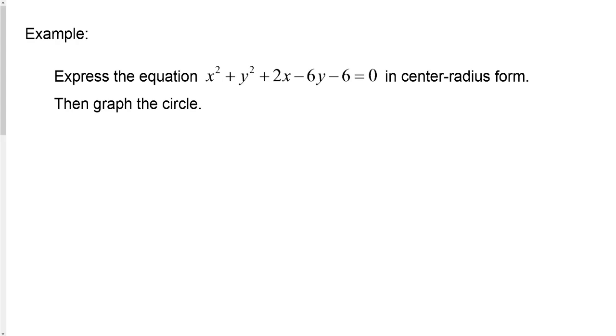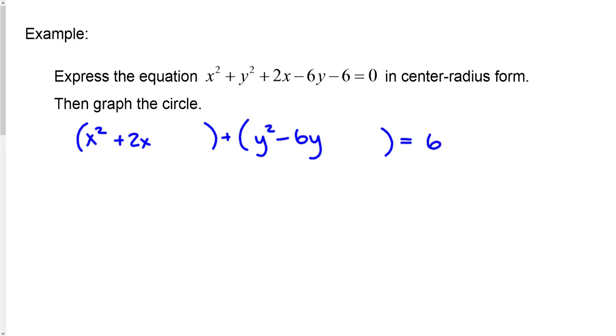In order to do this, the first thing that I need to do is group together my x's. And I'll leave a little space because I'm going to use the process of completing the square here. Then group together my y variables. And I'm going to move the constant to the other side. So that's my initial startup.